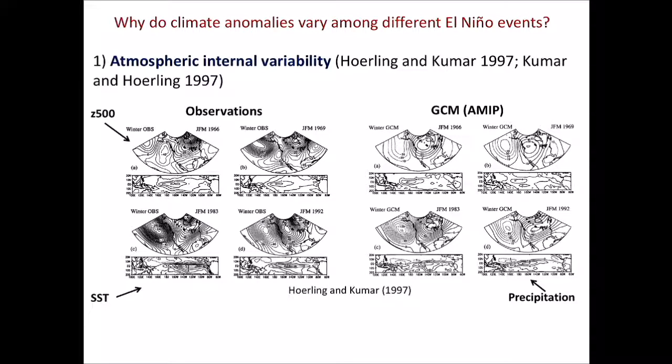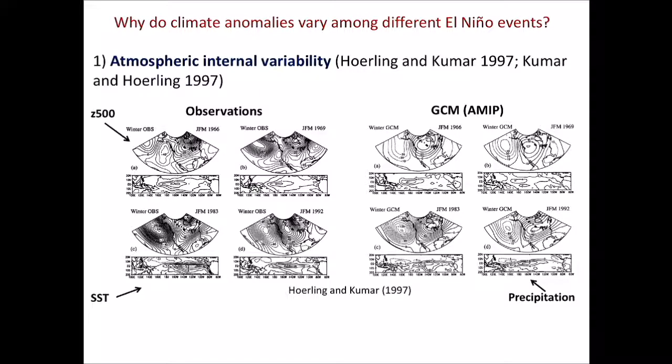And this idea was brought out in these studies by Hoerling and Kumar and Hoerling, 1997. And it's brought out in this figure. I know it's hard to see, but they show 500 millibar height anomalies for 4 different El Nino episodes. And it's hard to see the details, but the main idea is that they're very different.